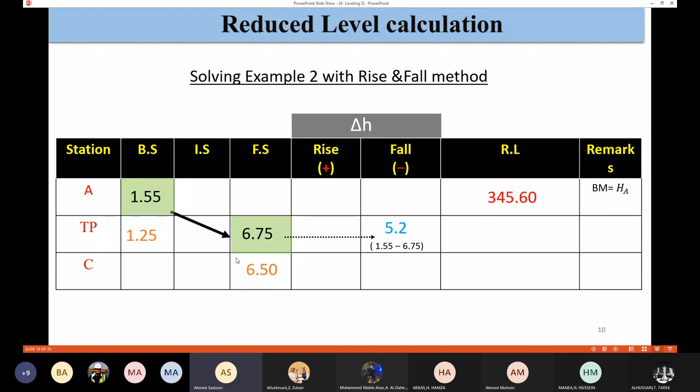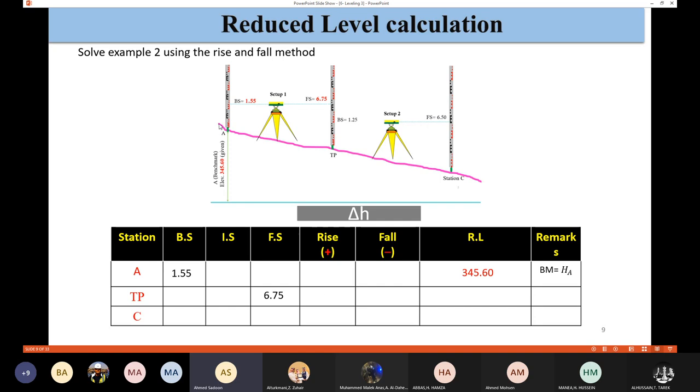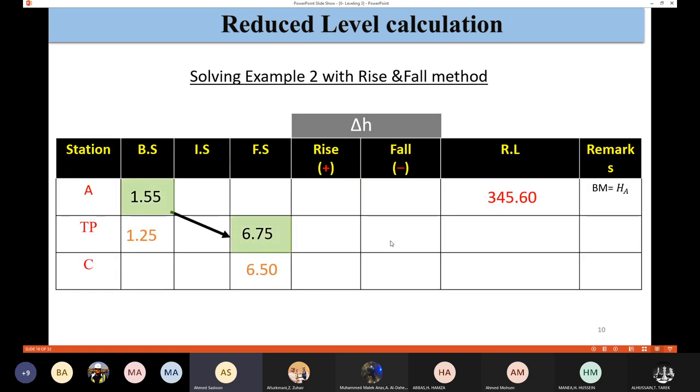Okay, now I'm going to start the process again, because we've done the first position, and we have the second position. Again, I'm going to repeat the process. This value, the backsight, minus the foresight. Again, the difference is negative, which means that you have a fall value. So this one is going to be registered as a fall value. In this example, we don't have any rise value. We have an absolute fall case. We don't have any rise. That is why here we have only fall values.